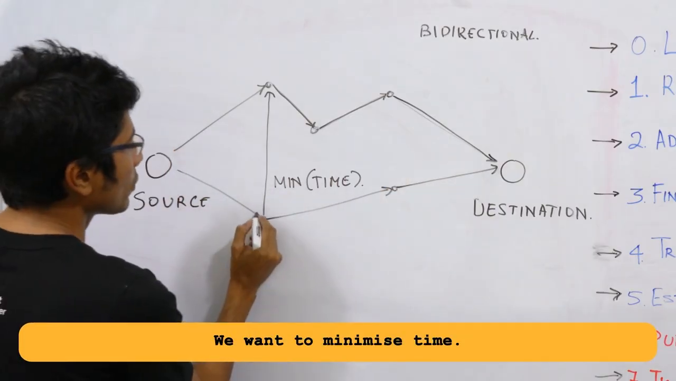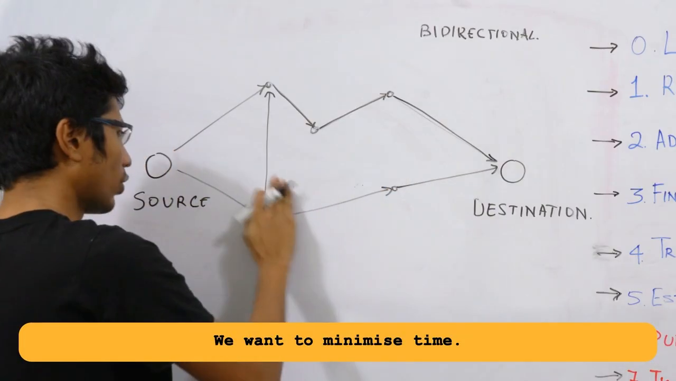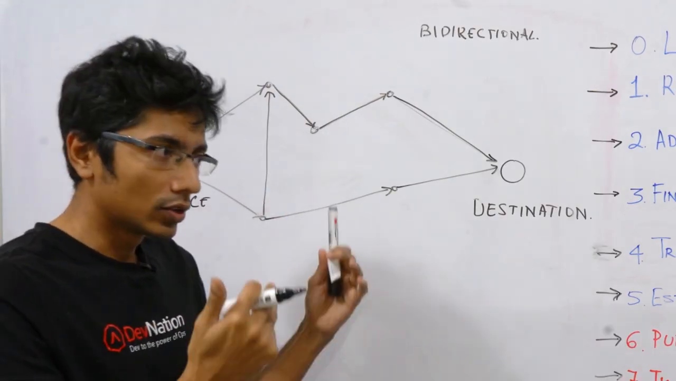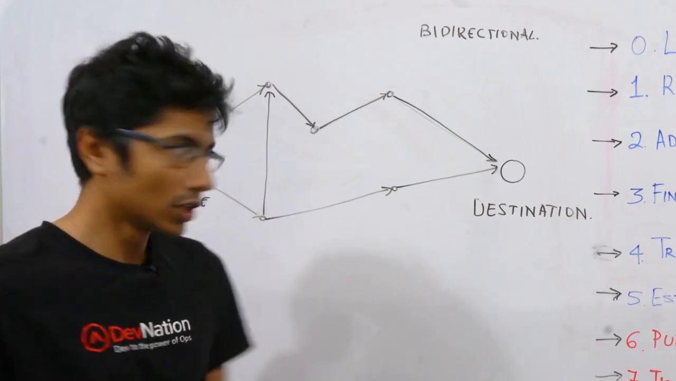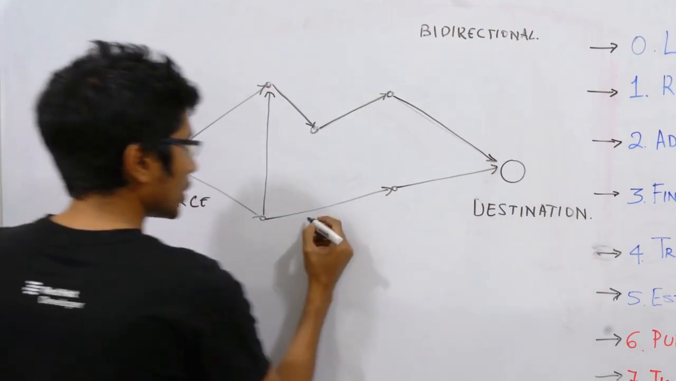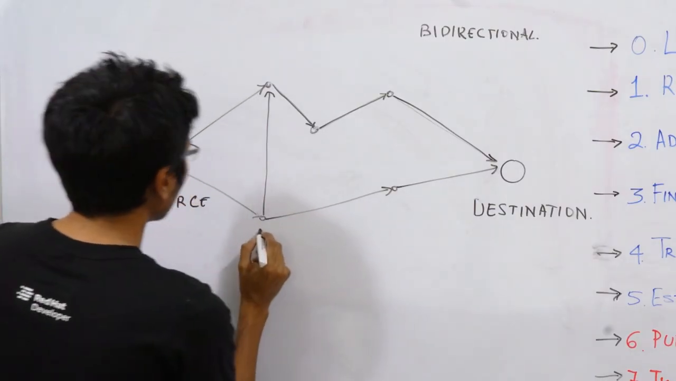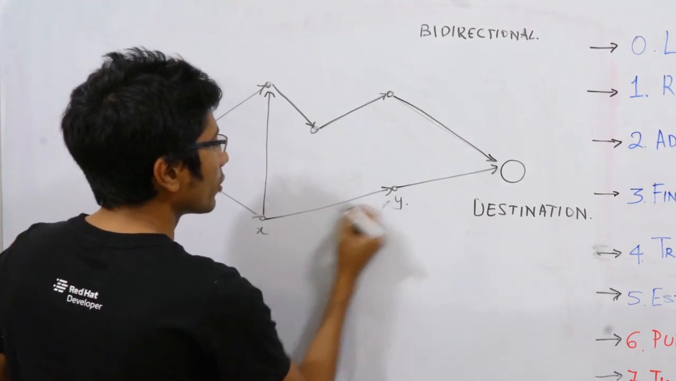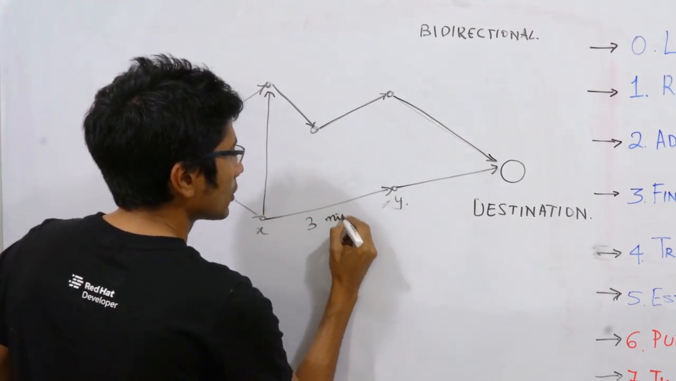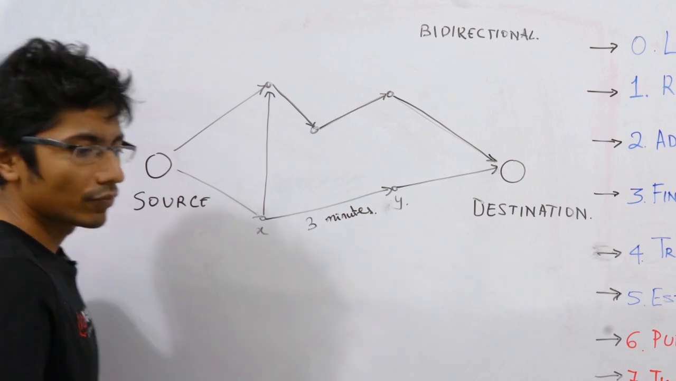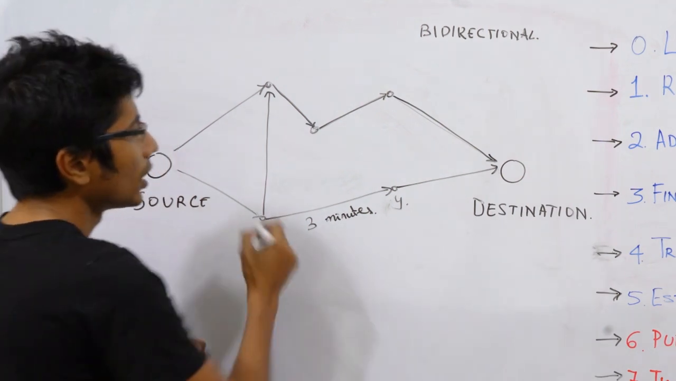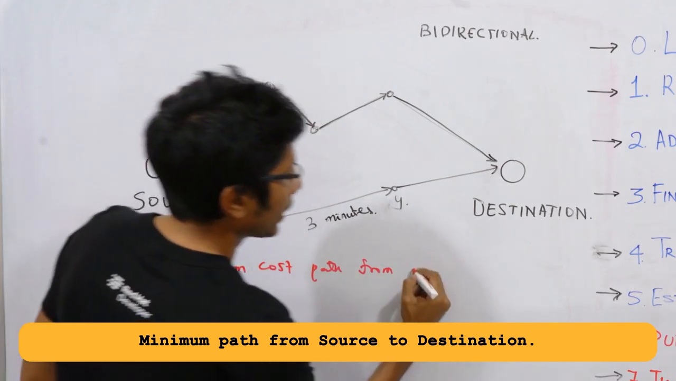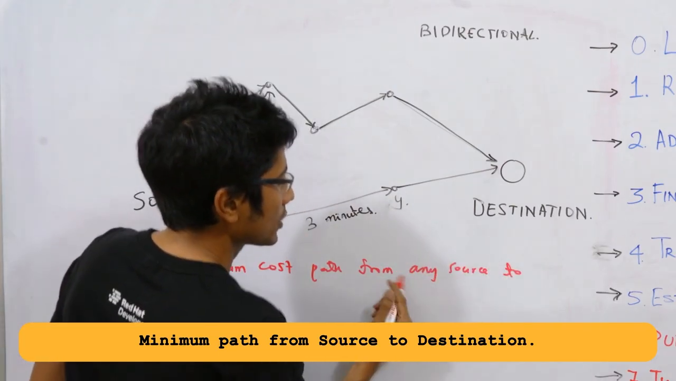The other thing that we said is we want to minimize time. Since we have only one factor which defines the roads, you can use that single factor, an integer, to define the entire road, which means the time taken to move from a position X to a position Y is going to define the entire road, let's say 3 minutes, right? And we want to minimize time. And since we want to minimize time, our job is to find the minimum path from any source to destination.